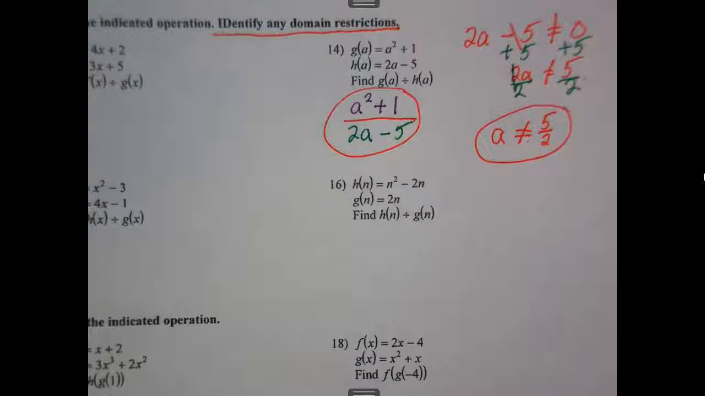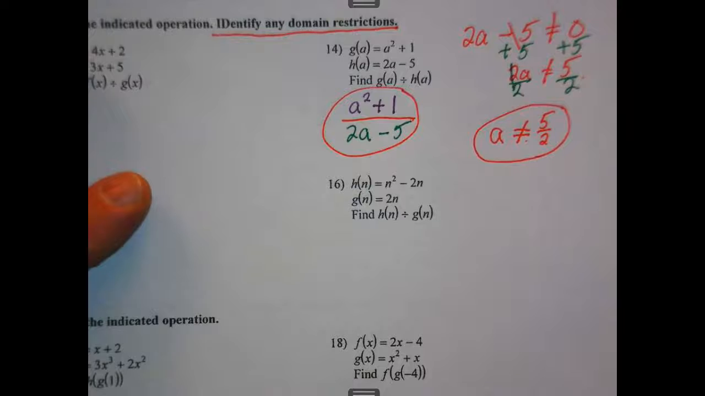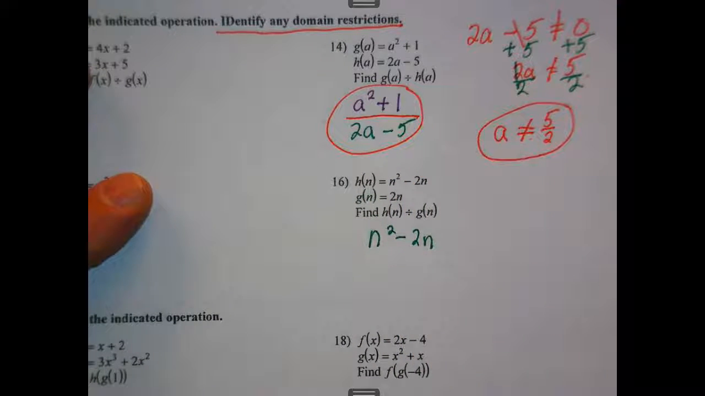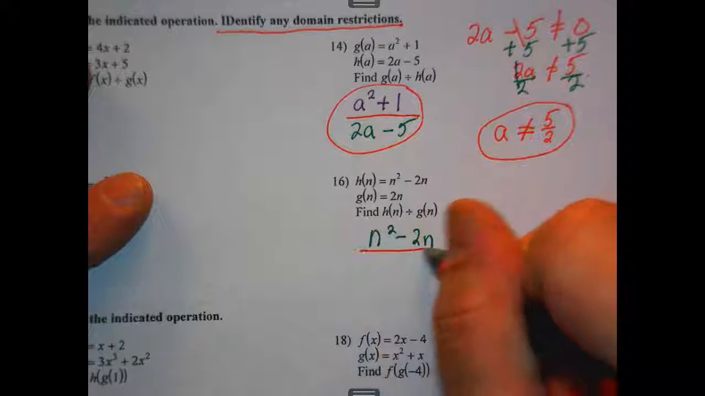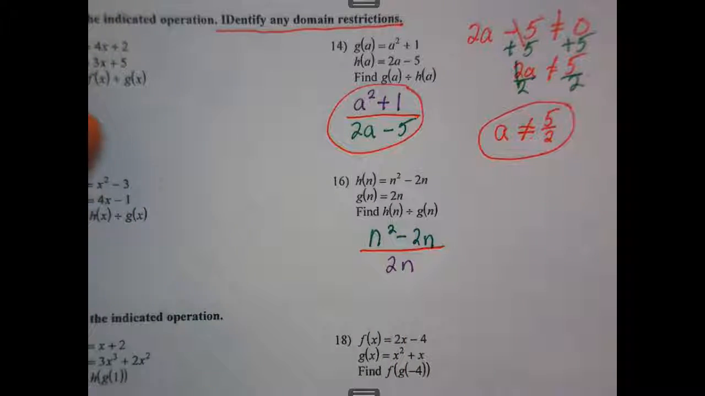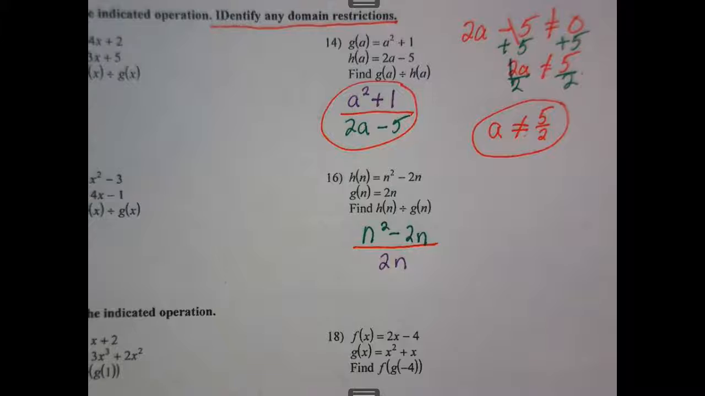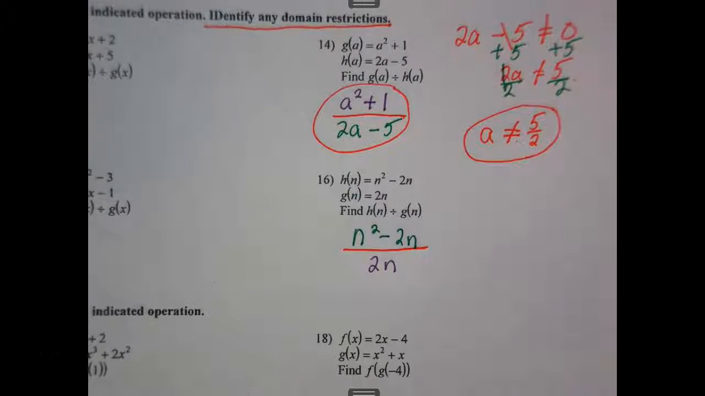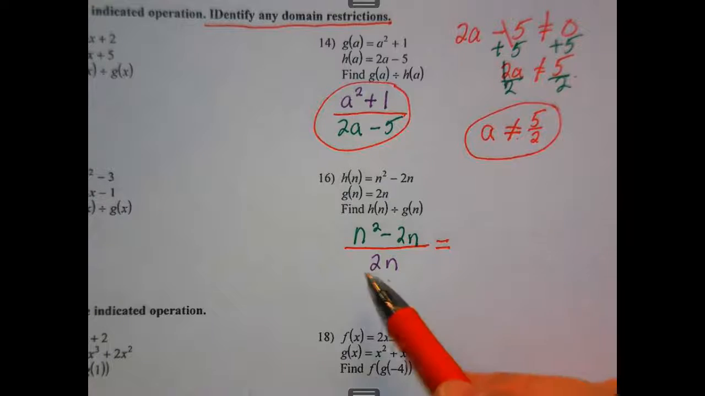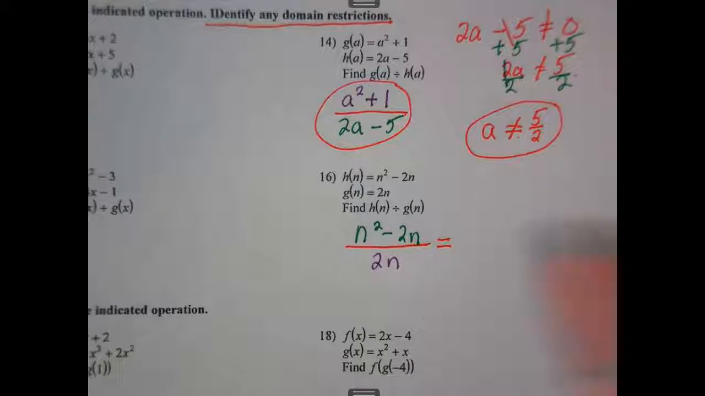Number 16. Let's see, the h of n is n squared minus 2n. It's going to be divided by the d of n, which is 2n. Can I simplify this? Yes, I can. How can I simplify this? I can't just get rid of the 2n. If I had a 2 here, I could.